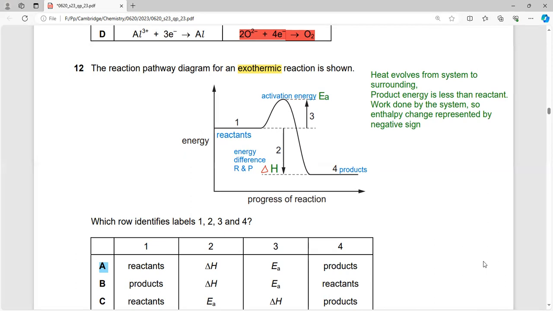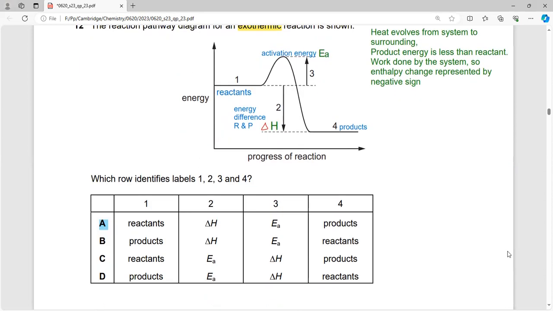So here a diagram is represented. Number 1 is the reactant, because it is greater than the product. Number 4 is the product. And the activation energy is number 3, because minimum energy is needed to convert reactant into product. The difference of energy between reactant and product is the enthalpy change, that is ΔH. This is number 2. So number 1 is our reactant, number 2 is our enthalpy change, number 3 is activation energy, and 4 is a product. So A is our correct option here.